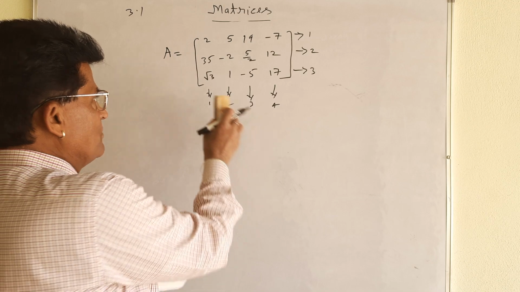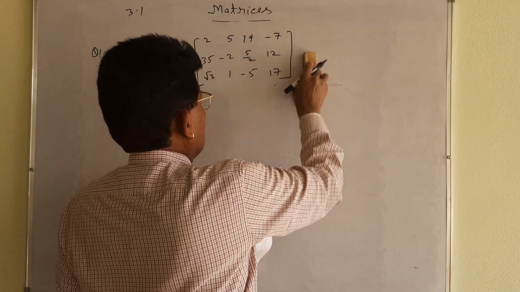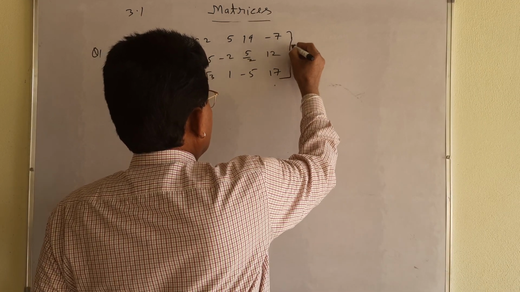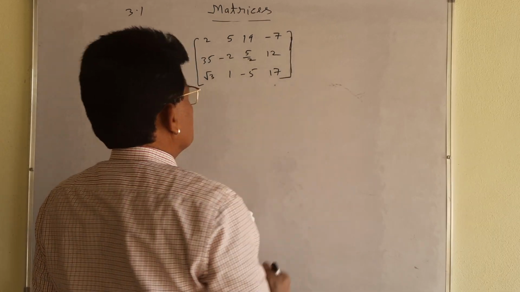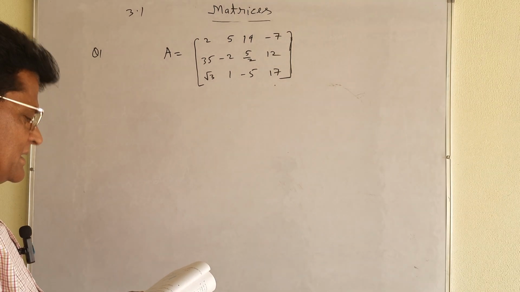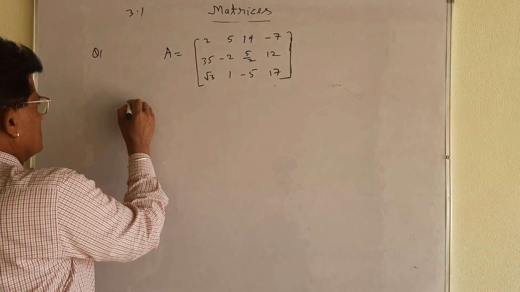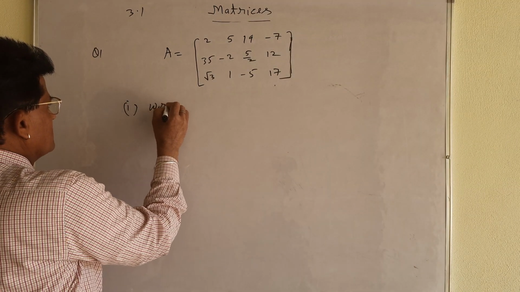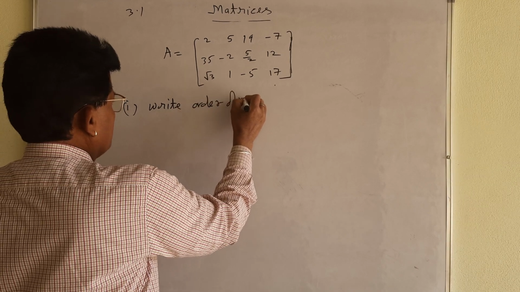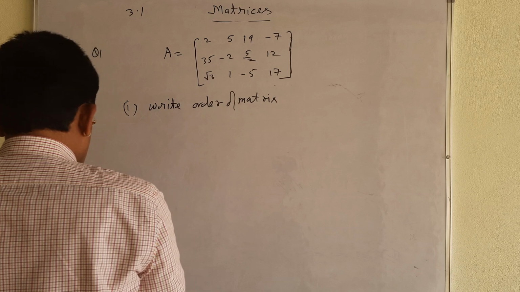I have given only a symbolic form of it. That is why I am going to remove it, otherwise it will create a problem while I solve the question. See, this is the matrix. Here it is asked to give the order of the matrix. Write the first part: write the order of the matrix.